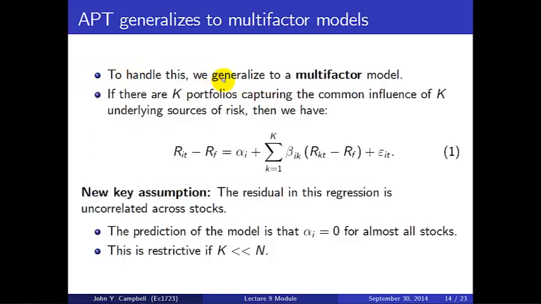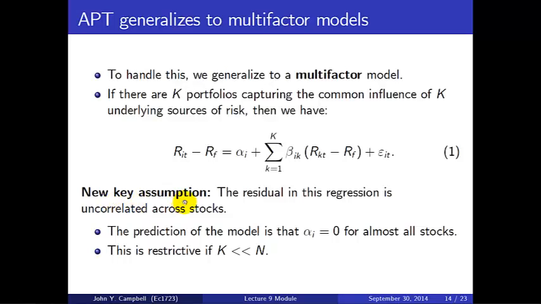So to handle this, we generalize the arbitrage pricing theory approach to a multi-factor model. We write down K different portfolios. Capital K is the number of portfolios we need that capture the common influences of K underlying sources of risk. And we can run a regression with K different explanatory variables on the right-hand side. These are the excess returns on K different portfolios over the riskless interest rate. Each of them, so stock i, which is here on the left, the excess return on stock i, is an intercept plus K different slope coefficients times these excess returns plus a residual risk.